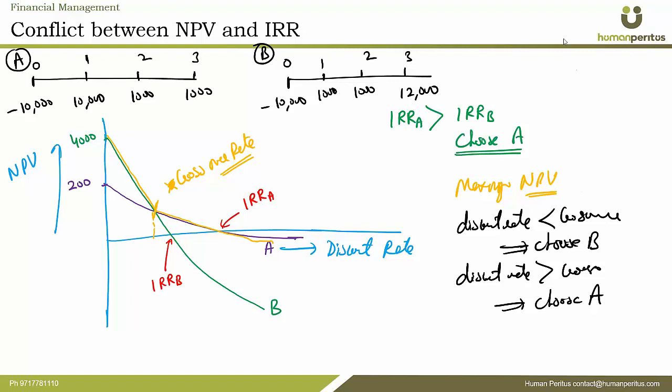Please speak. Yes, sir. Sir, it is correct that if the discount rate is less than the crossover rate, then we should choose B, and if the discount rate is more than the crossover rate, then choose A. Sir, how is it possible to switch the project in between? Understand what the discount rate is. The discount rate is not something that keeps changing. The discount rate will be only one. See, there is only one rate.